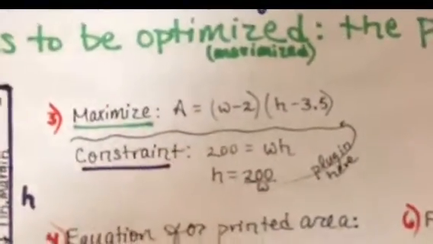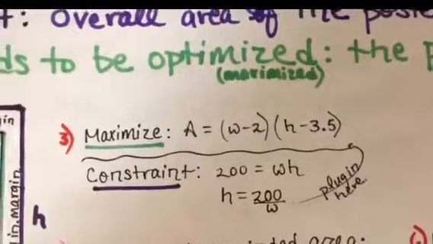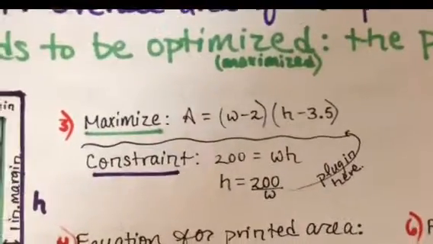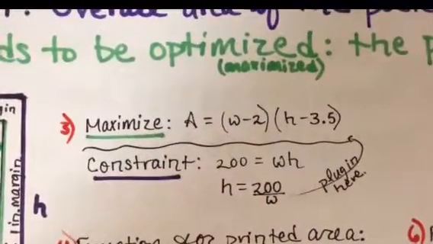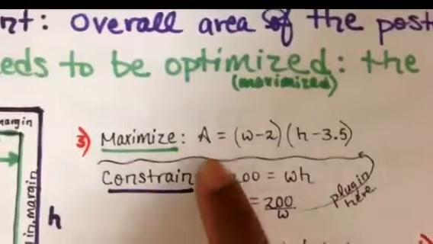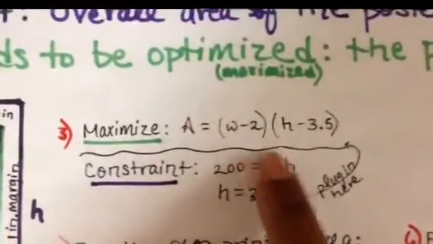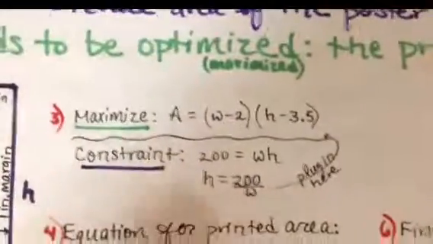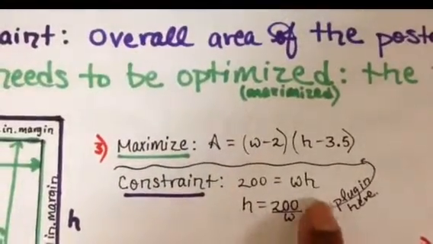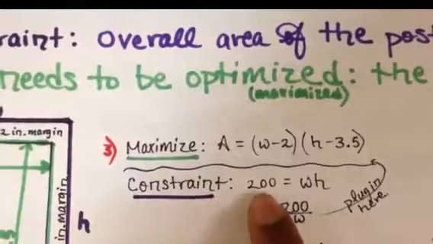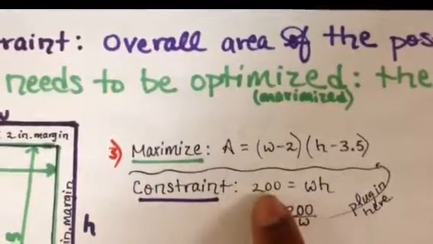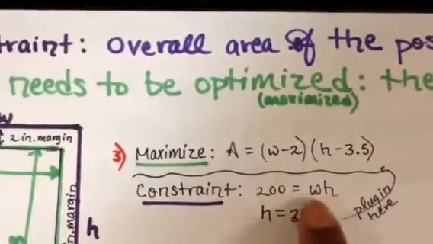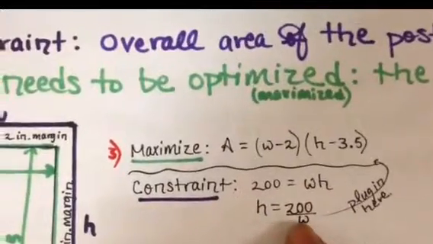So now you have what you need to maximize, which is the area of the printed area. This one is kind of different because both what you have to maximize and the constraint are going to be area equations. So the area is going to be W minus 2 times H minus 3.5. That's what you need to maximize. And then the constraint is going to be the entire area of the paper. So that's going to be area equals width times height, and the area given is 200. So it's 200 equals the width times height. And then the height equals 200 over W, which you're going to plug in over there.